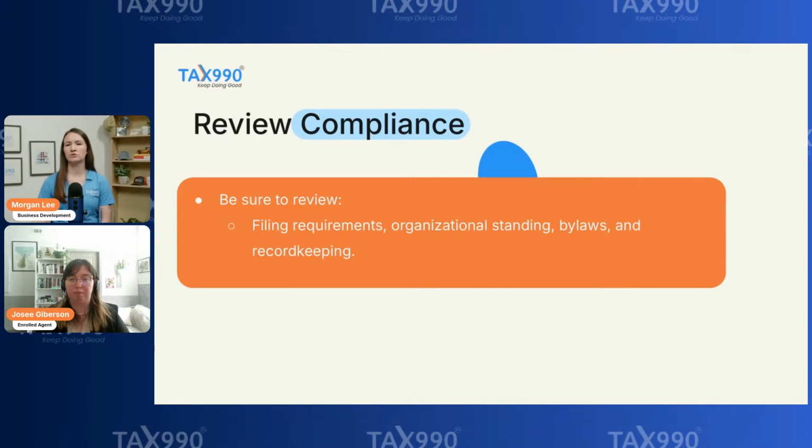Tax preparers don't just have the job of preparing the return. They look at compliance and what other returns or schedules are needed. There are several things that you want to check while you go through preparation, like is the organization in good standing with the state? Do they have separate filing requirements from the IRS? And are their bylaws and their organizational purpose still in good standing and match what they had originally filed with the IRS?